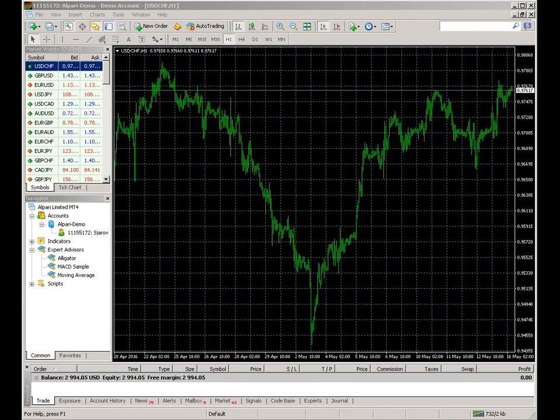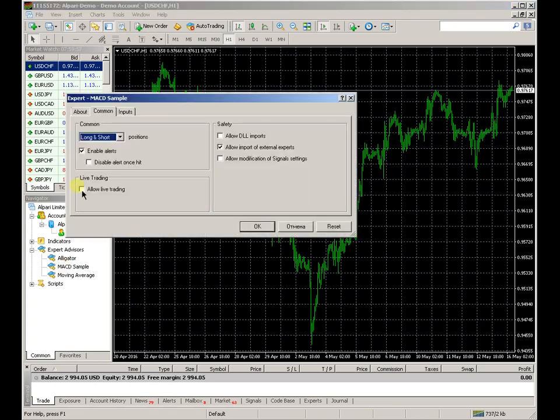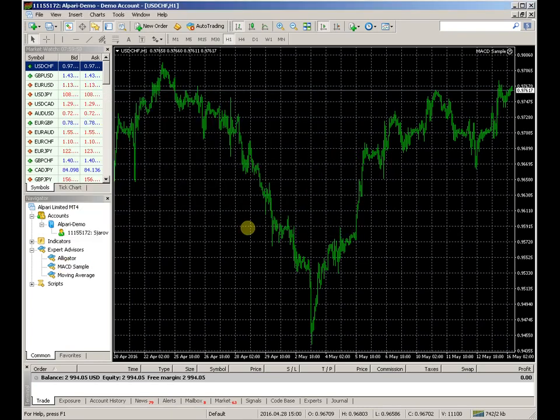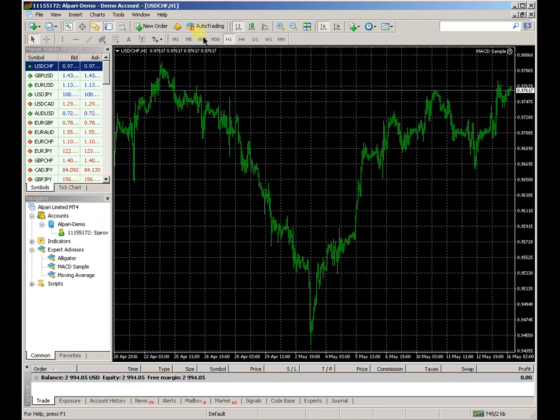For a universal expert advisor, you must attach it to the maximum number of chart windows. In this case, the number of transactions will be much larger. On the platform, activate auto trading.